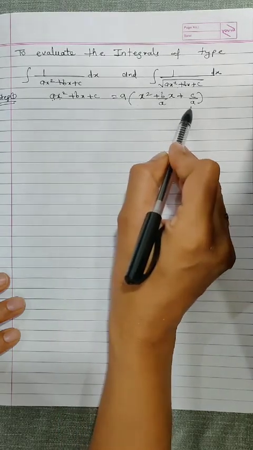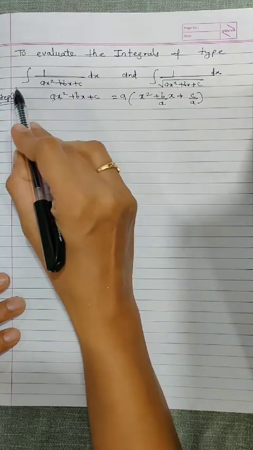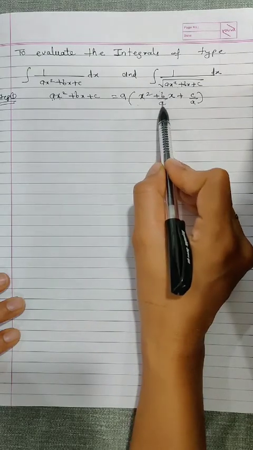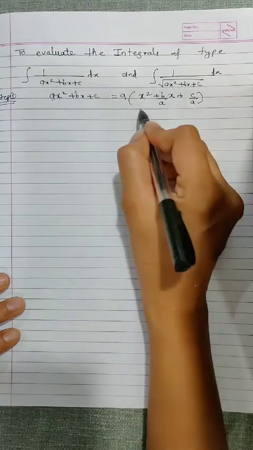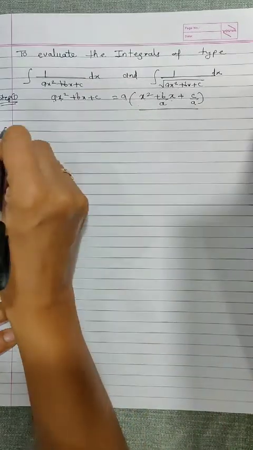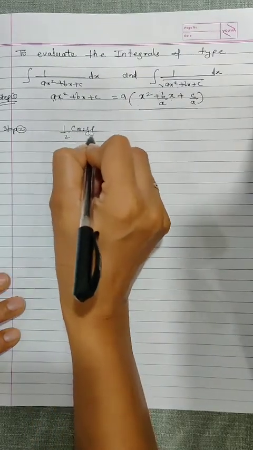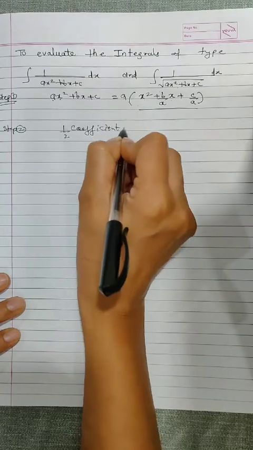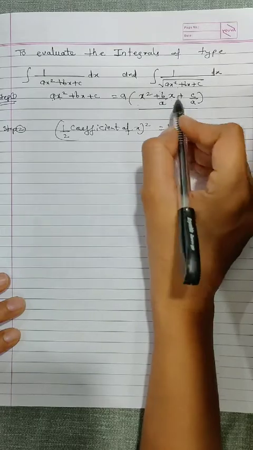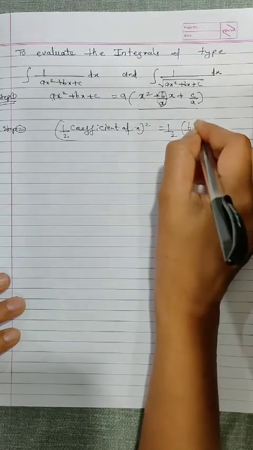Okay, now after taking out a common, take this a out of the integration sign. So in the integration sign we have the term x square plus b by a x plus c by a. Now students, this is not a perfect square. We have to make this term a perfect square. So our step 2 is that we have to take half the coefficient of x and its square. Now here the coefficient of x is what? b by a.